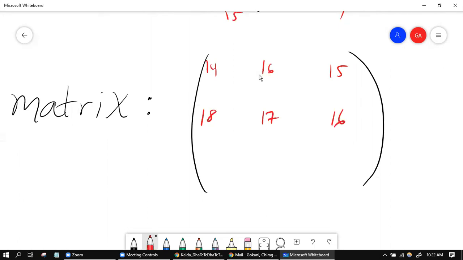16. Okay, a few more 16s and someone else. It doesn't matter. 15. Okay, great. So 14.